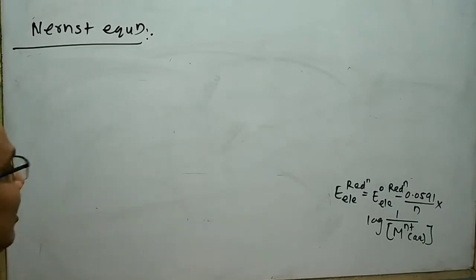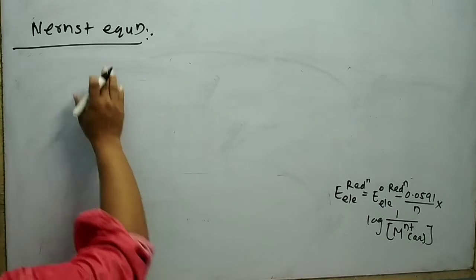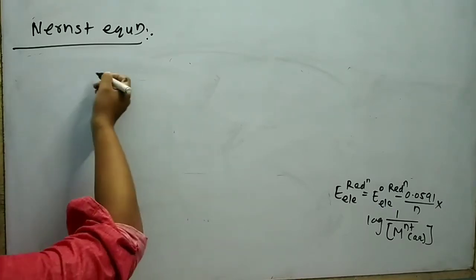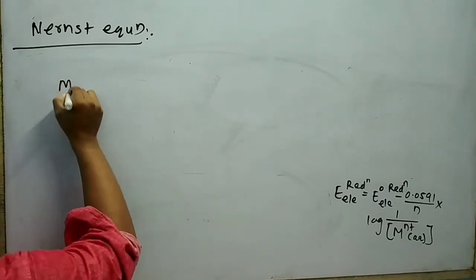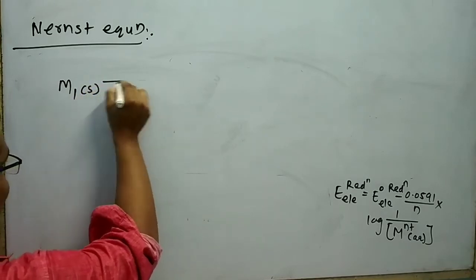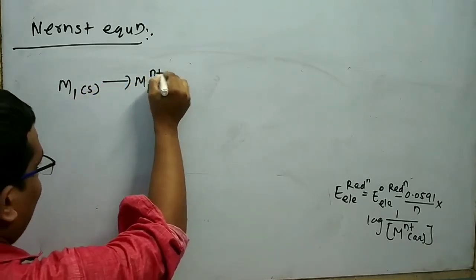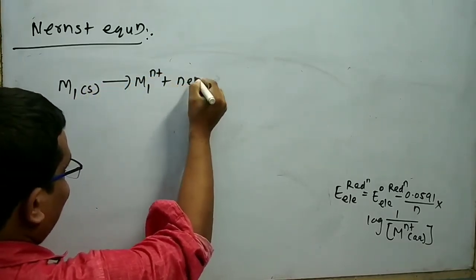Similarly, I can write the Nernst equation for a new electrode reaction. Suppose I take a new reaction, that is M1 solid gives M1^n+ plus n electrons.